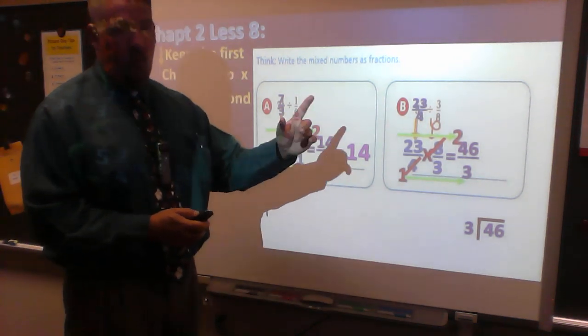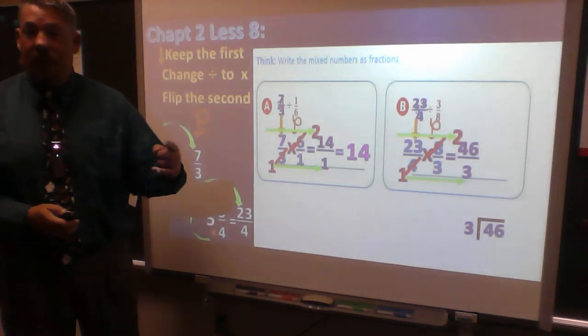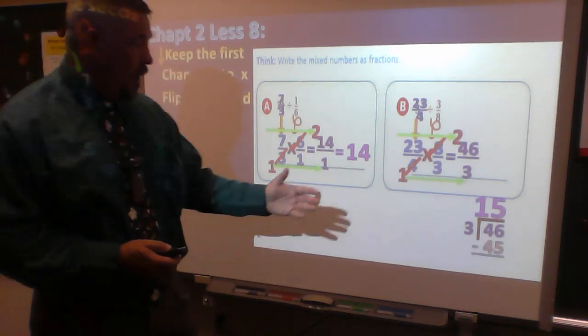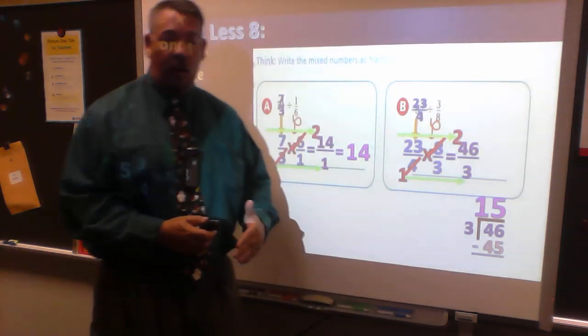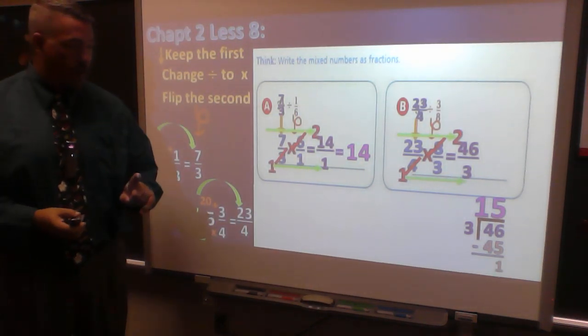But 3 goes into 4 one time with 1 left over, and then that's 3 going into 16, and it only goes into it 5 times because that would be 15. And 3 times 15 is indeed 45. So when I subtract those, I have 1 as my remainder.